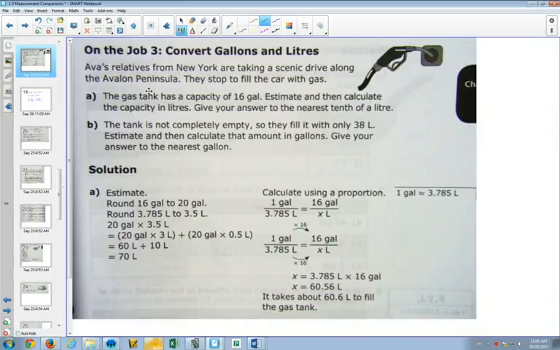So here we're going to convert gallons to liters. We're going to use our formula sheet to find these things. A gas tank has a capacity of 16 gallons, and they want to calculate the capacity in liters. So we want to change from gallons to liters.